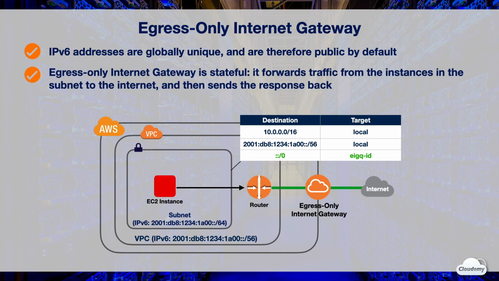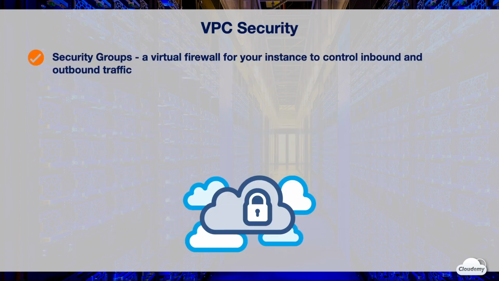Egress-only internet gateway is stateful, as it forwards traffic from the instance in the subnet to the internet, and then sends the response back to the instance. A security group acts as a virtual firewall for your instance to control inbound and outbound traffic.